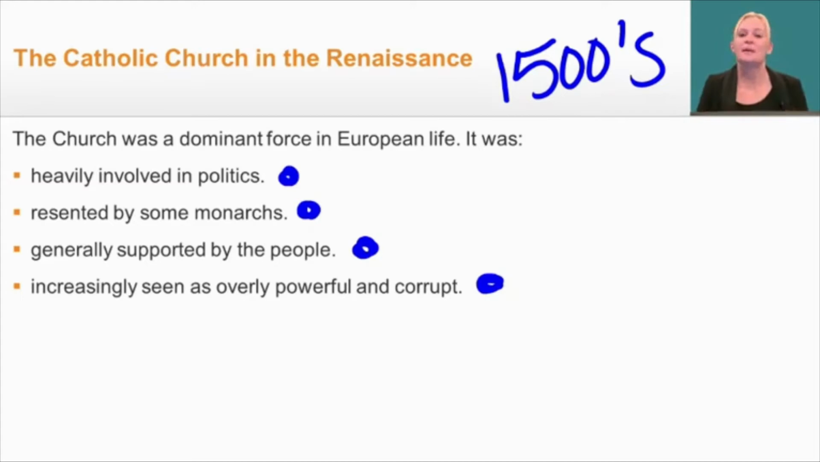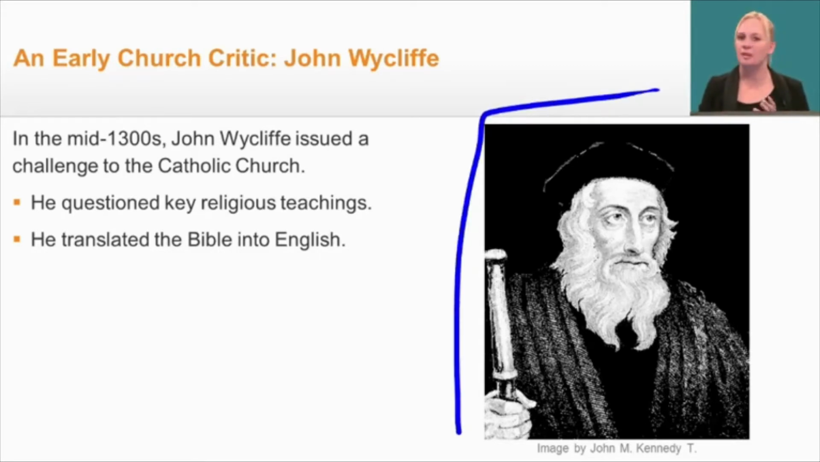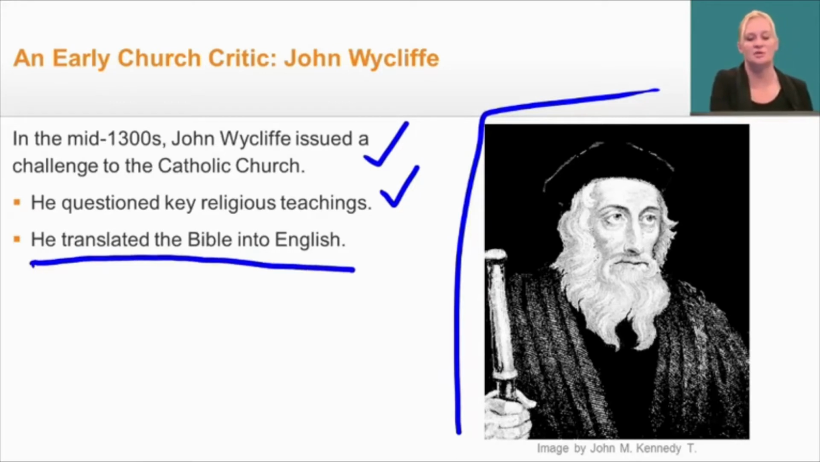Now, the people got most of their education by going to church services and having a priest read to them from the Bible. So the church was very important during this time period, and likewise very powerful. Now, there were early church critics, and the first thing we're going to talk about is this man, John Wycliffe, right here. And in the mid-1300s, John Wycliffe issued a challenge to the Catholic Church. He questioned key religious teachings, which was a very Renaissance idea, to question authority and to want to interpret things for yourself. Now, in order to interpret the Bible for himself, he translated the Bible into English.